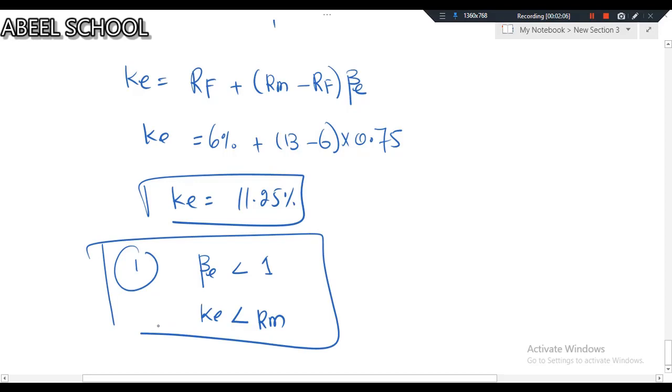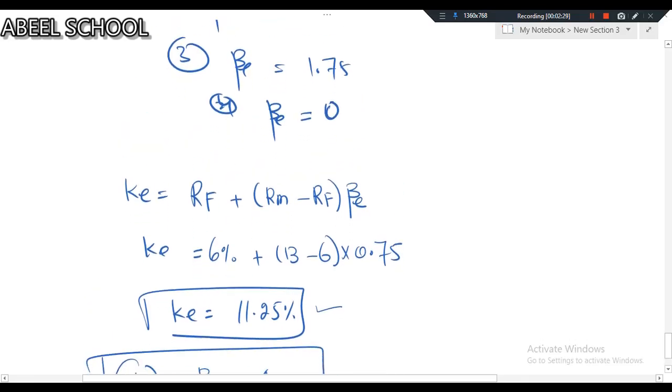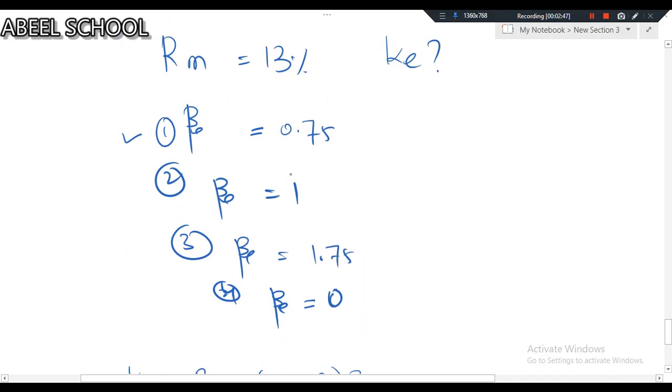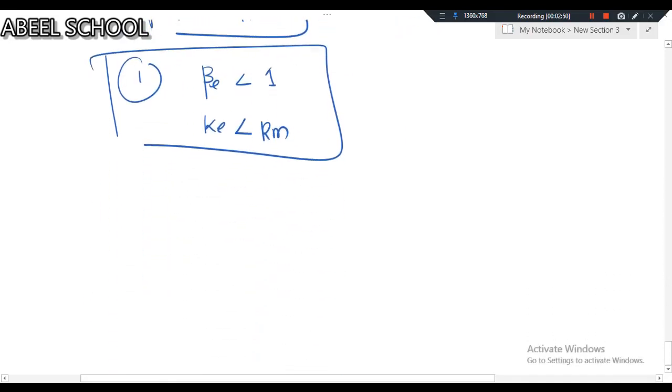Whenever beta equity is less than 1, it has the interpretation that your investment is less riskier than the market. Obviously, when my investment is less riskier than the market, then I will demand the return lower than the market. And it is happening in question 1, because your RM is 13%, means average return on a stock exchange is 13%, but we are asking only 11.25%. The reason is only one, that beta equity is less than 1, which means your investment is less risky than the market.